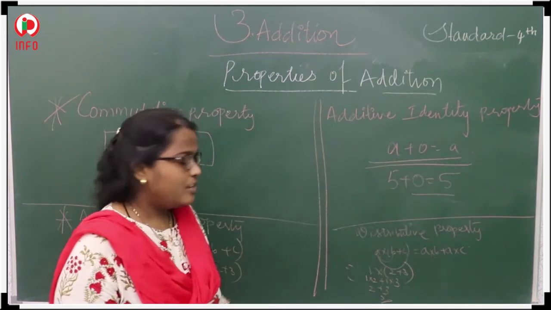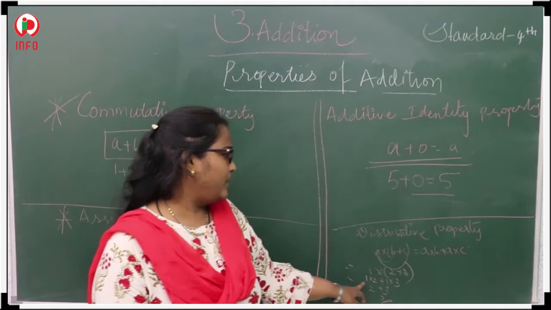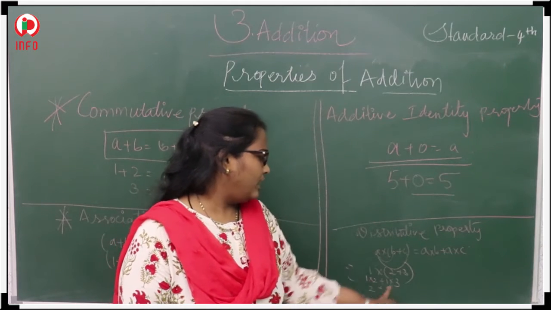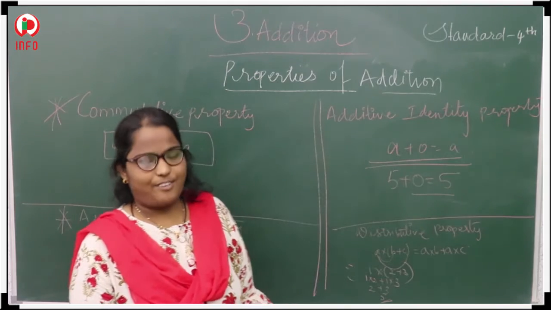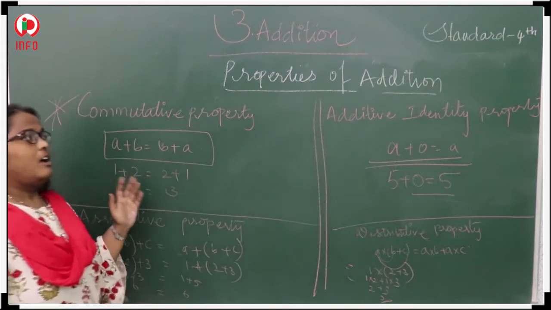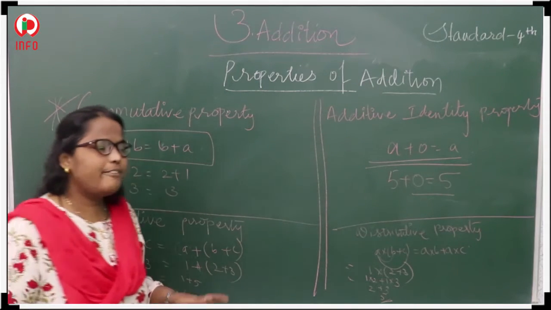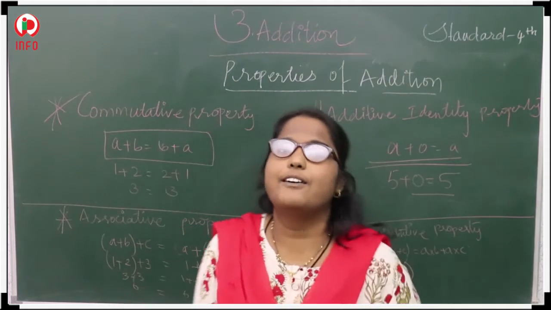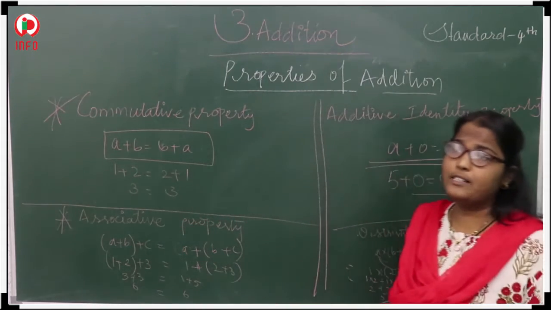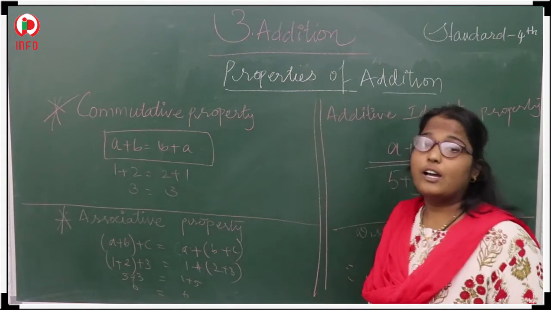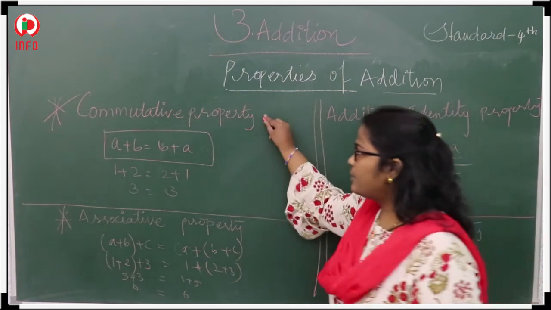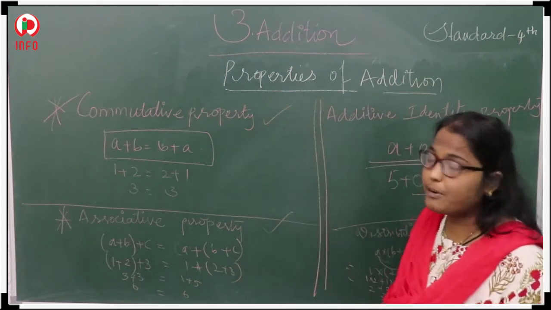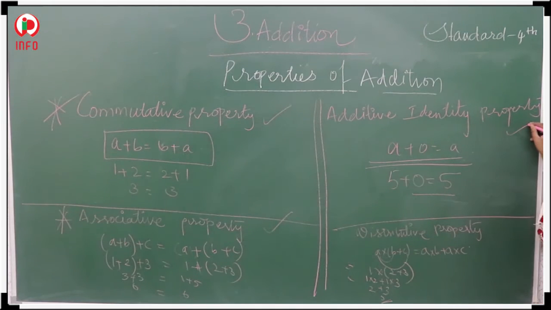Yes or no? So a into b: 1 into 2, 1 into 3. 1 into 2 how much? 2. 1 into 3 how much? 3. So 2 plus 3 how much? 5. So these are the properties we mainly use in our further topics, or we can say in further classes, so you have to keep them in your mind. Very, very important: commutative property, associative property, additive identity property and distributive property.